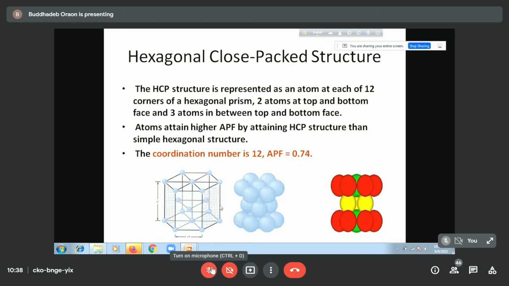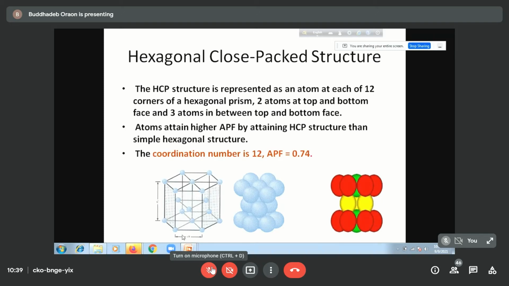And in this structure, you will find that there are 2 important parameters. One is called the A, the horizontal length, that is edge length of the hexagon, and there is this C, the vertical length or the length between the 2 parallel hexagonal planes, that is called C. So the HCP structure is actually characterized by these two important parameters, A and C.